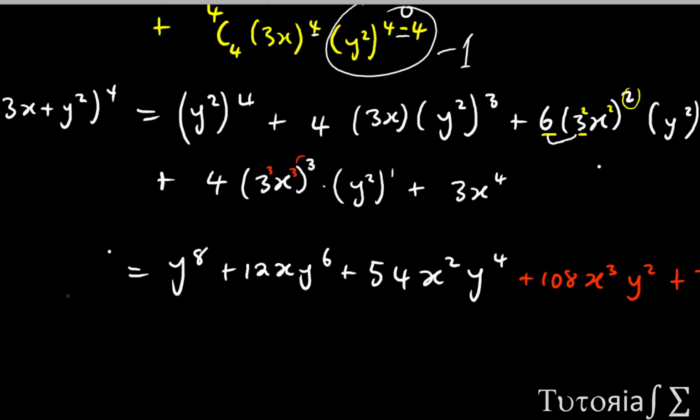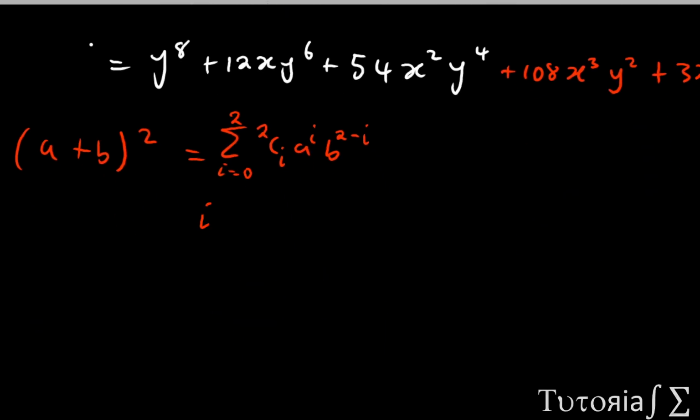So basically, let's use a simple one, a plus b raised to the power 2. If we were to use the binomial theorem, this would be equal to the sum from i equals 0 to n. Our n is 2. Then we say n choose i, so that is 2 choose i, then a to the power i, then b to the power n minus i. So our n in this case, that is 2 minus i. Now i runs from 0 to n, so i runs from 0, 1, and 2, because our n is 2.